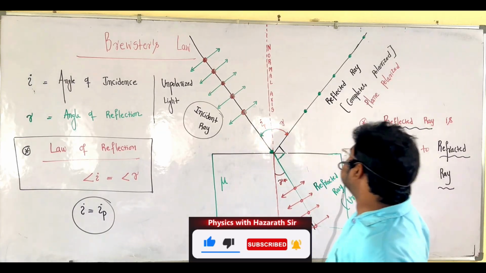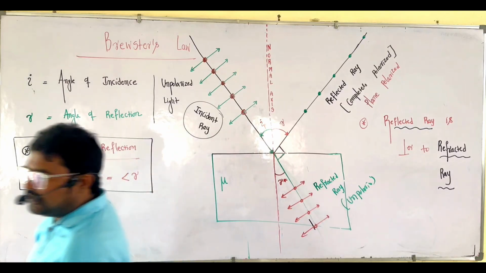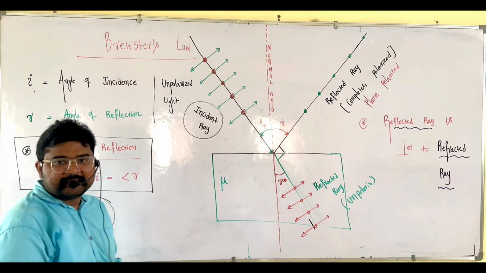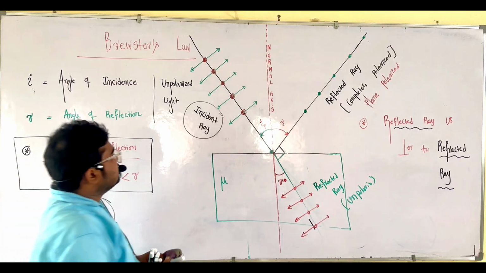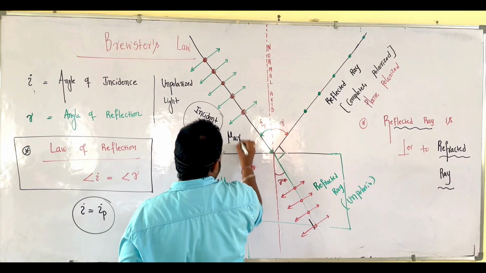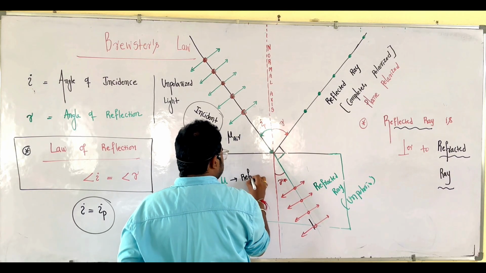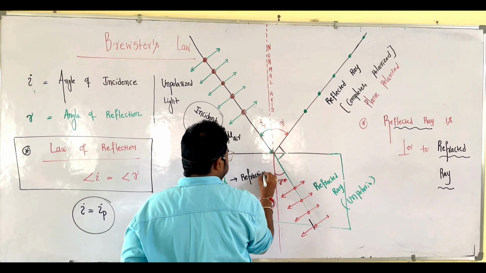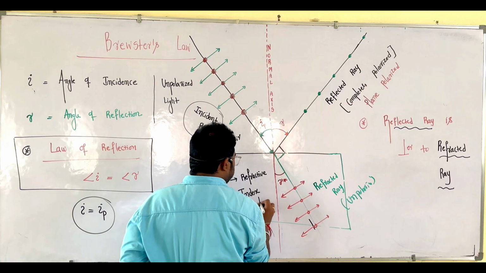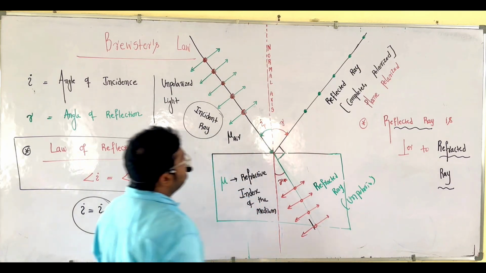While during the process, the reflected ray is perpendicular to the refracted ray. Now apply Snell's law. This is mu air, and this is mu medium, the refractive index of the medium.